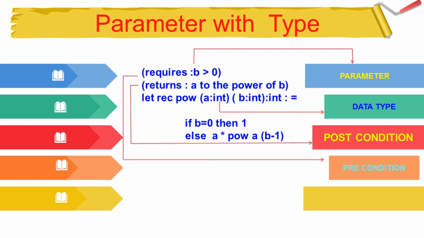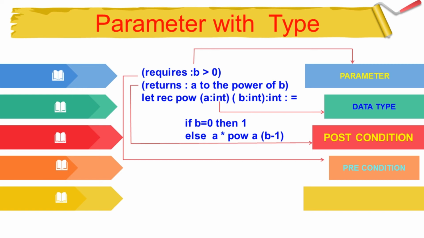Parameter with type. Here the same function. Now we are going to describe some parameter types. Let us see the example. Requires b greater than 0, returns a to the power of b. Already we learnt what requires and returns are. Requires means precondition, returns means postcondition.